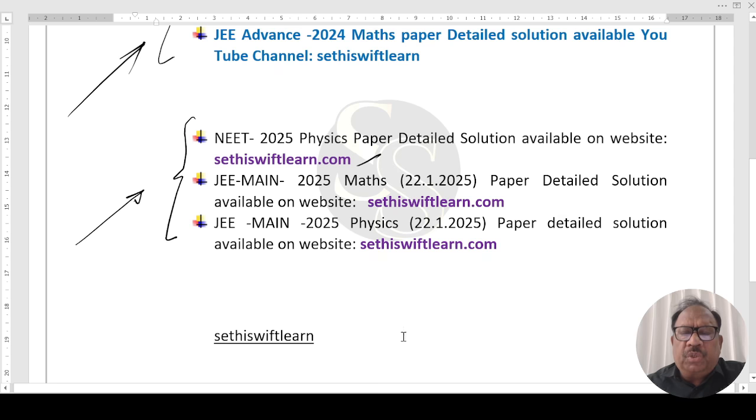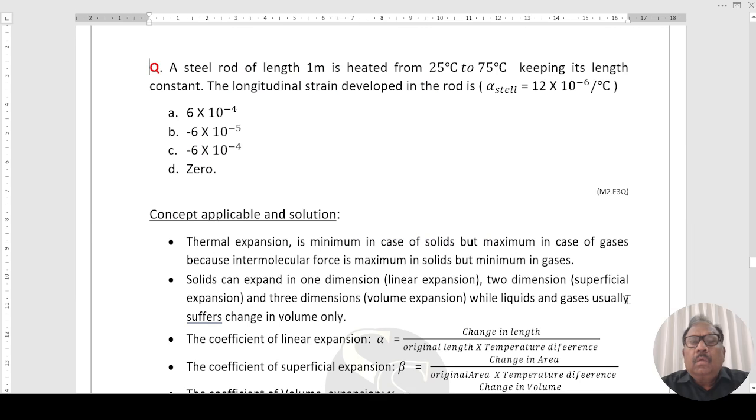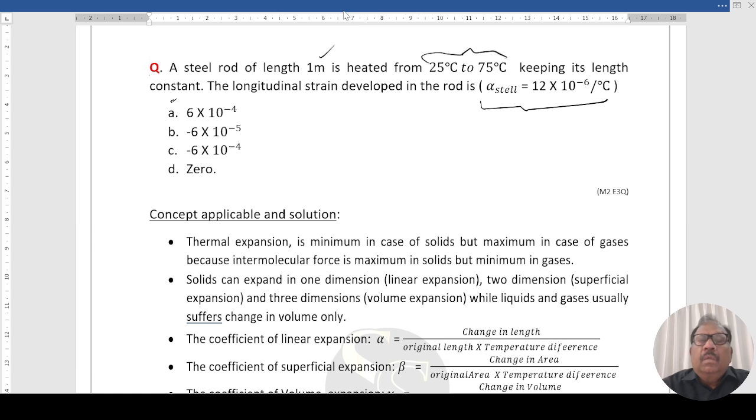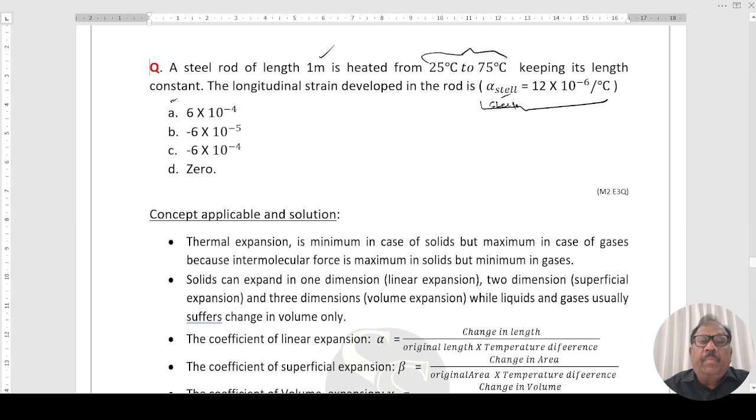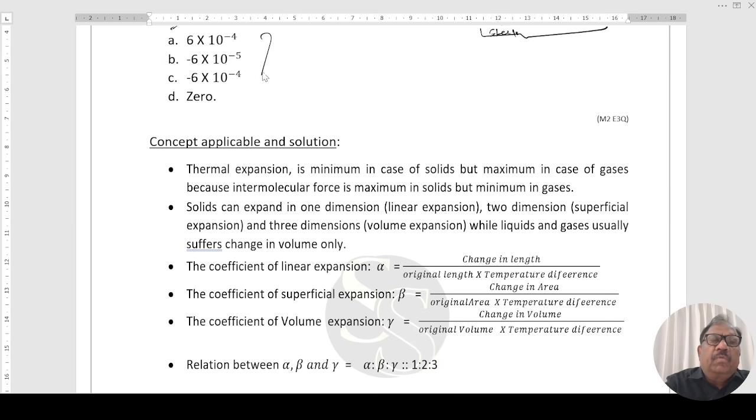Now let's start with the question. Question is, a steel rod of length 1 meter is heated from 25 degrees centigrade to 75 degrees centigrade, keeping its length constant. The longitudinal strain developed in the rod is? Coefficient of linear expansion of steel is given to you, 10 into 10 to the minus 6 per degree centigrade. Right. Concept applicable in solution. 4 options are given to you, one of the options is correct.